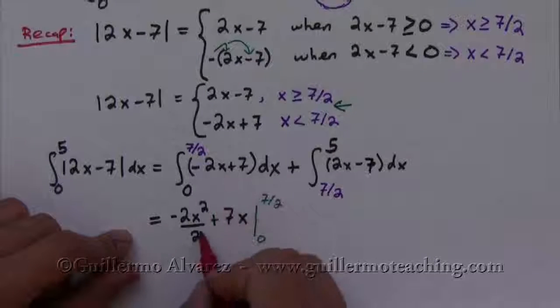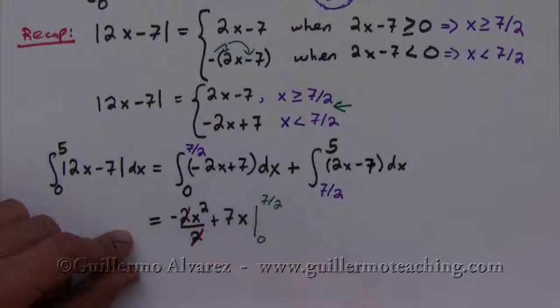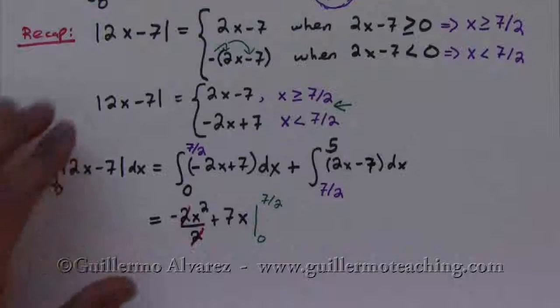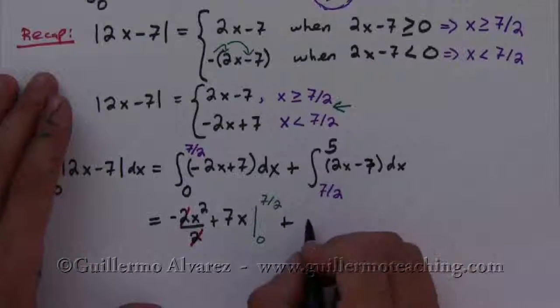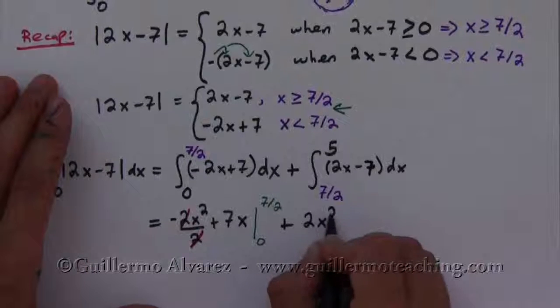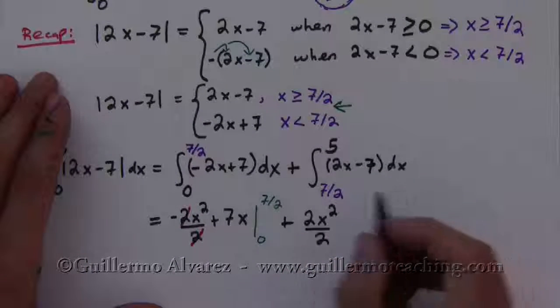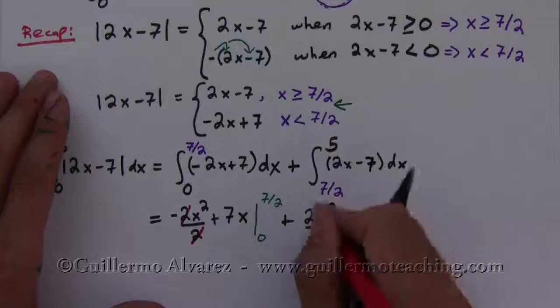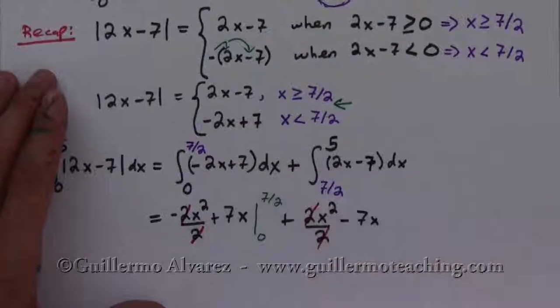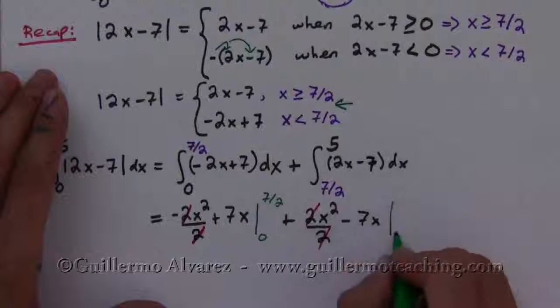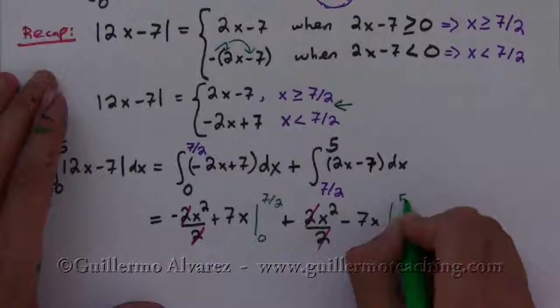And notice that the 2's cancel. Okay. Anyways, then I'm going to have plus the antiderivative of 2x. Well, that's just going to be 2x squared over 2. Ooh, they cancel again. Minus 7x. And then this is going to be evaluated from 7/2 to 5.